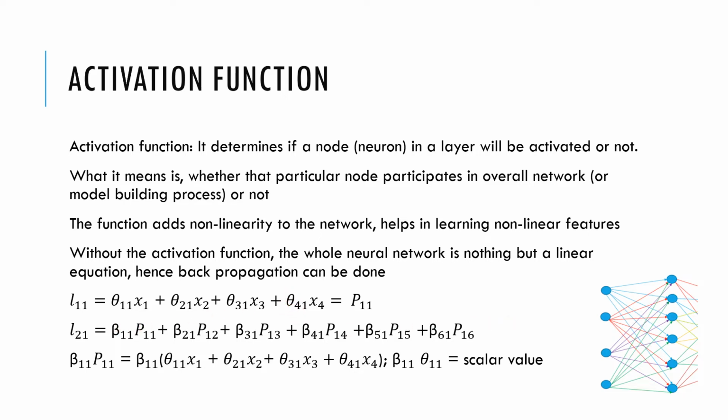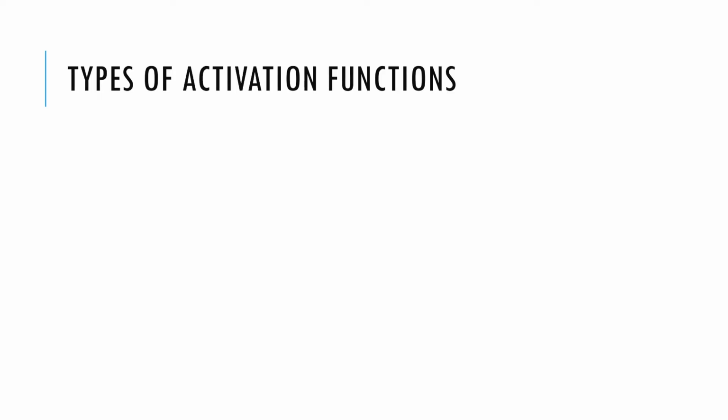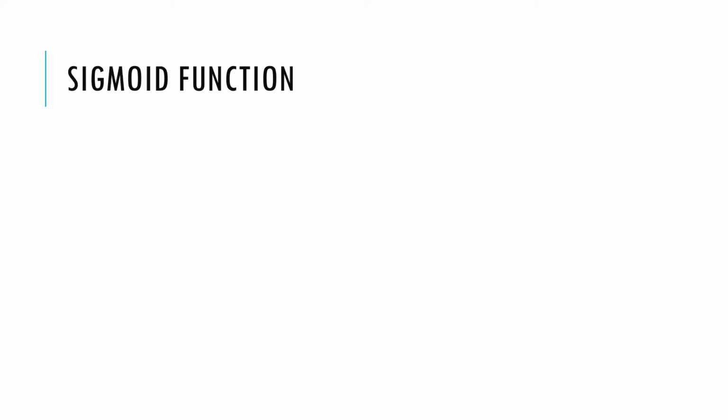So it doesn't work like a neural network. It becomes like a simple linear regression. That's why an activation function is needed. So there are types of activation functions which we use in neural network. The one we have already seen is the sigmoid function, then tanh, then ReLU, rectified linear units, then Leaky ReLU, another version of ReLU, and then softmax. So we'll see what they are.